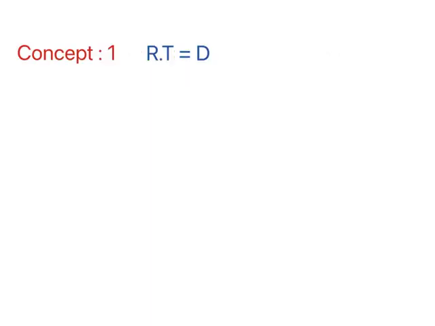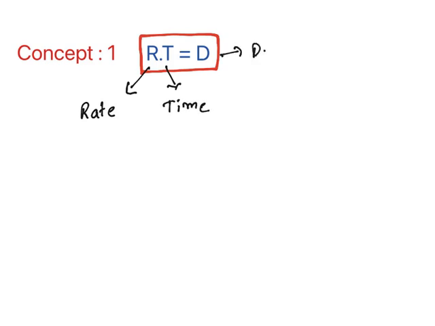Let us understand about the core concepts. Concept 1: the common formula to deal with any kind of time and distance problem is R multiplied by T equals D. Let us understand what these mean. R is rate, T is time, and D stands for distance.